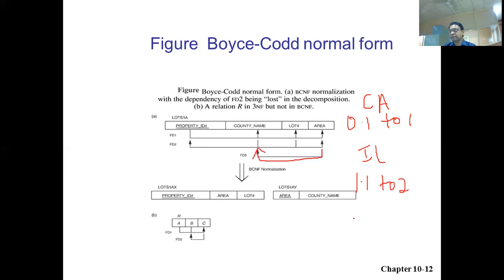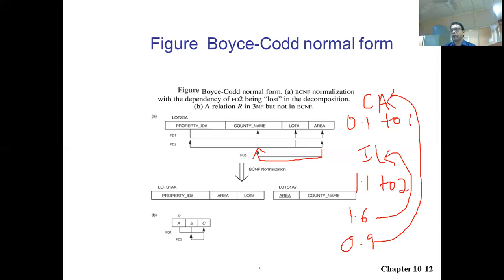Obviously, if I say 1.6, which area does it belong to? It belongs to Illinois. If I say 0.9, to which area does it belong to? It belongs to California. If I say 1, it belongs to California. If I say 2.2, it belongs to Illinois. 1.8, it belongs to Illinois. So now we have an additional functional dependency that area determines county name.